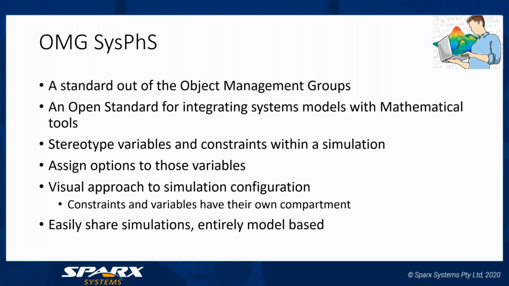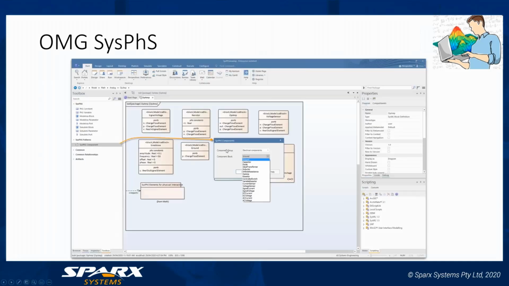The constraints and variables have their own compartments in the systems diagrams as well, so you can actually see that information. For example, we have a block diagram here, and this is the little component now for the SysPhs constraints for your simulation. You can see we're setting amplitude and frequency on our sine wave here in a model-based approach, as opposed to doing it in one of the simulation configuration areas.